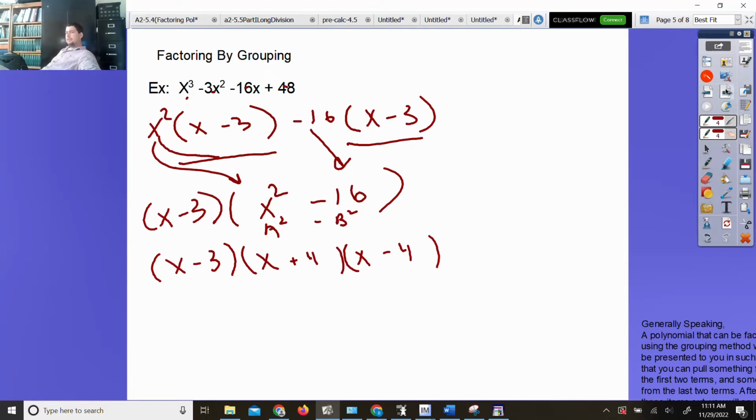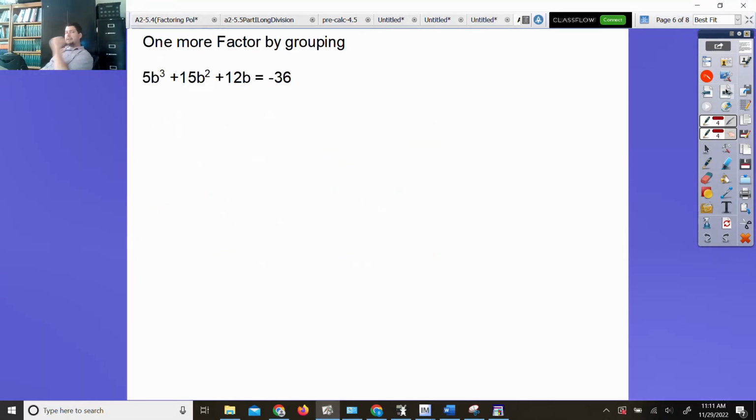There's no equality. All right, here's another factoring by grouping. 5b cubed plus 15b squared plus 12b equals negative 36. Is it in standard form? No. If it was in standard form, what would it be set equal to? 0. Don't pull anything until you're in standard form. There's a right time to pull and a wrong time to pull. If you pull now, it's too early. Take away all the fun.